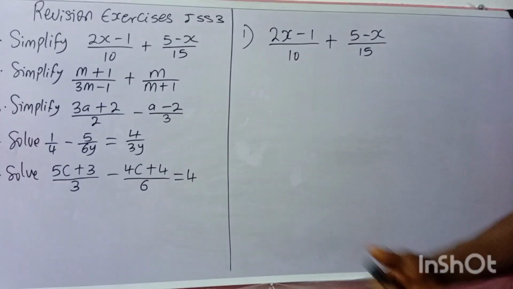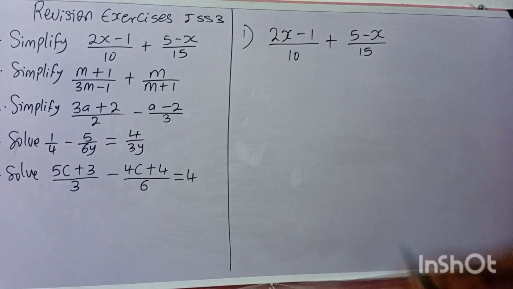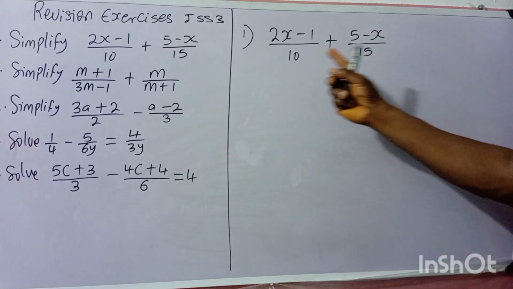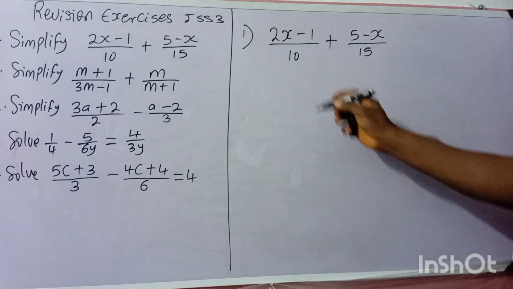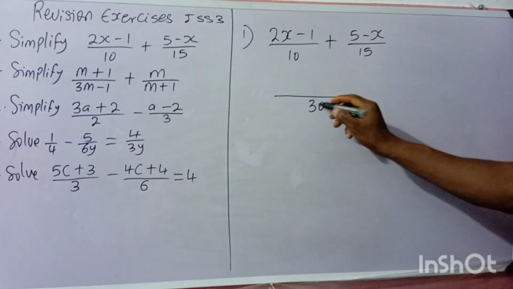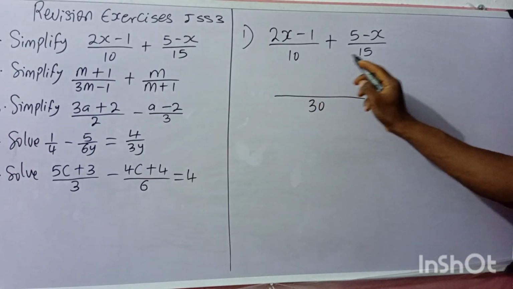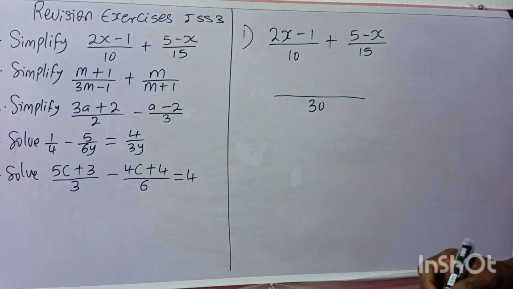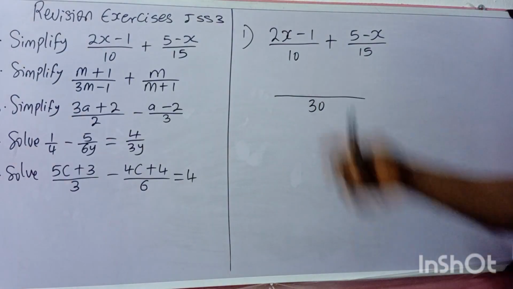Whenever you have an expression like this involving fractions and you do not have an equal sign, the first thing you do is to find the LCM of the denominators. Of course, the LCM of the denominators here is 30. That is the LCM of 10 and 15. So you write 30 as the LCM. Then you use the process of solving simple fractions in tackling this.